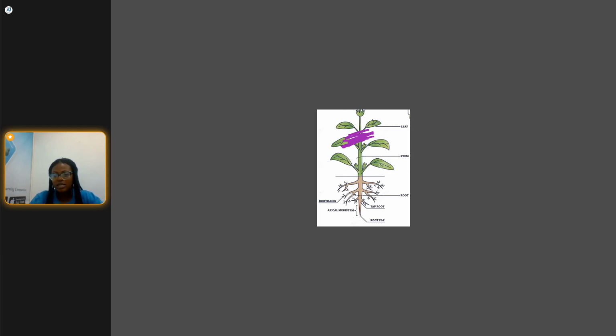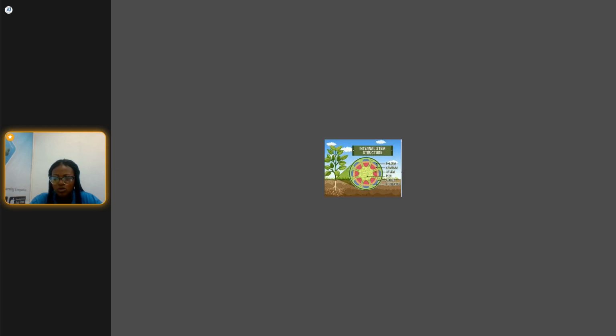So we want to look at the internal structure of this thing at the middle. This is what we see from outside, but how does the inside look? That is what we want to check now. So this is the internal structure of the stem. That is how the inside looks.